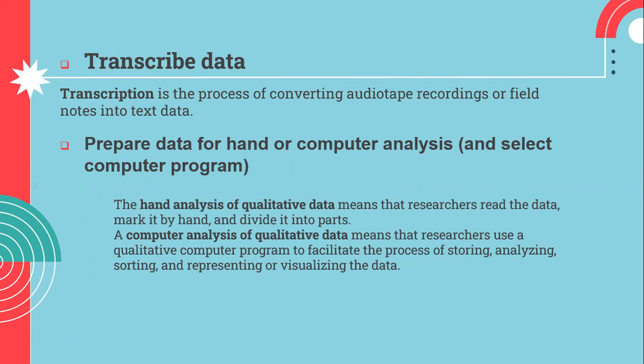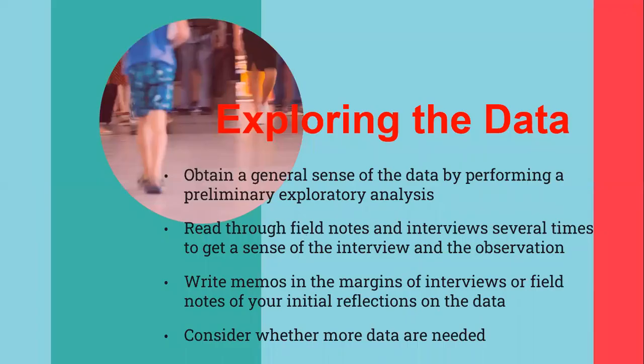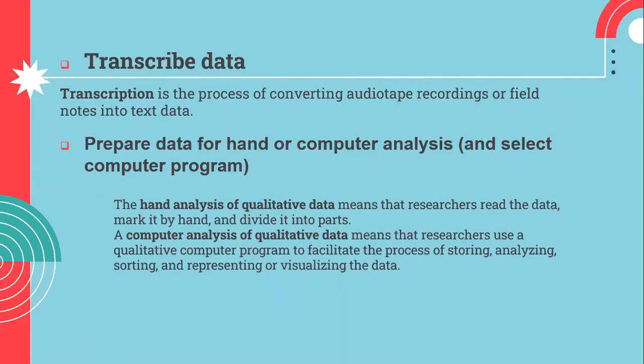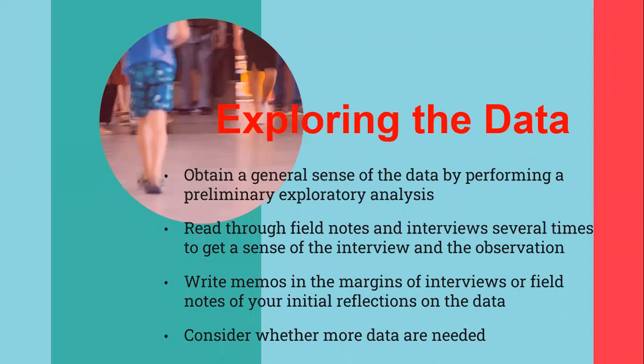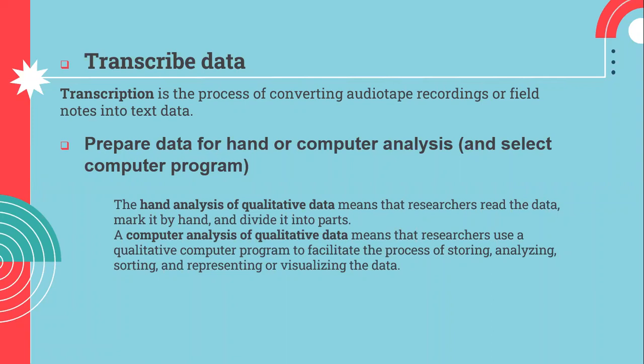And the next step is to prepare data for hand or computer analysis and select a computer program. Here, hand analysis of qualitative data means that researchers read the data, mark it by hand, and divide it into parts. And computer analysis of qualitative data means that researchers use a qualitative computer program to facilitate the process of storing, analyzing, sorting, and representing or visualizing data. Traditionally, analyzing text data involved using color coding to mark parts of the text or cutting and pasting text sentences onto cards.